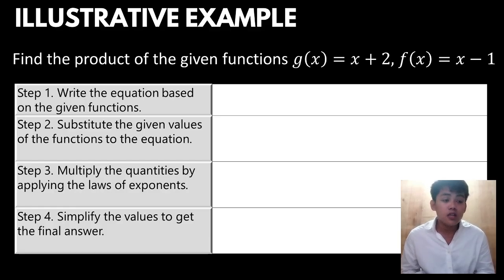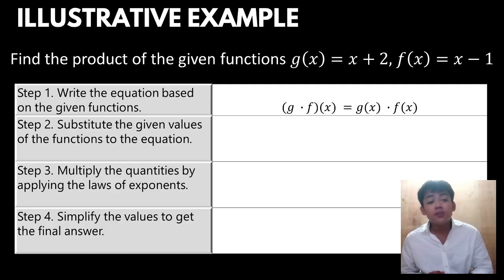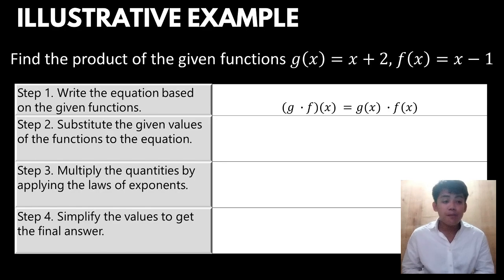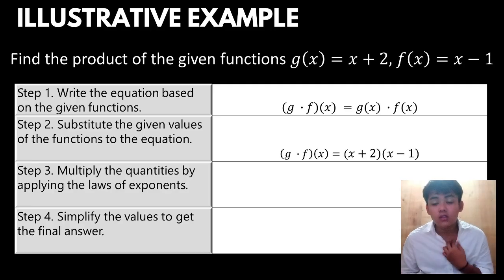For step 1, just write the equation based on the given function. So we have the function g multiplied by f of x, which is equal to g of x multiplied by f of x. Second is to substitute the values for g of x, then f of x. So now we will have the quantity x plus 2 multiplied by the quantity x minus 1. Then use the FOIL method, which I know you have learned and know how to perform.